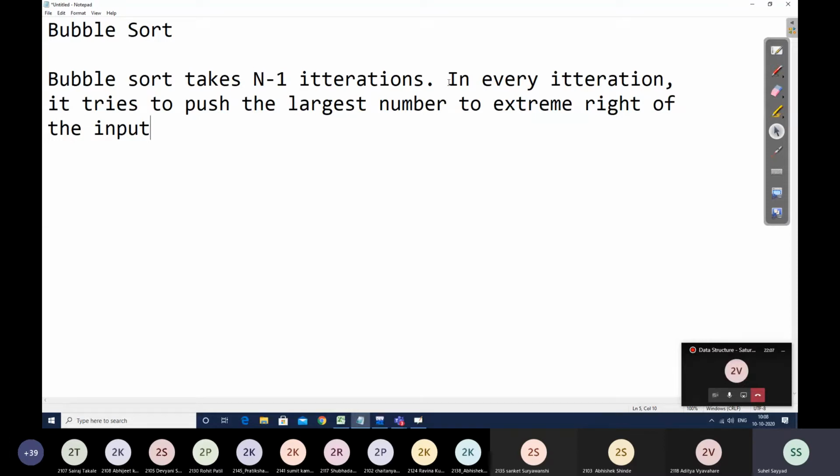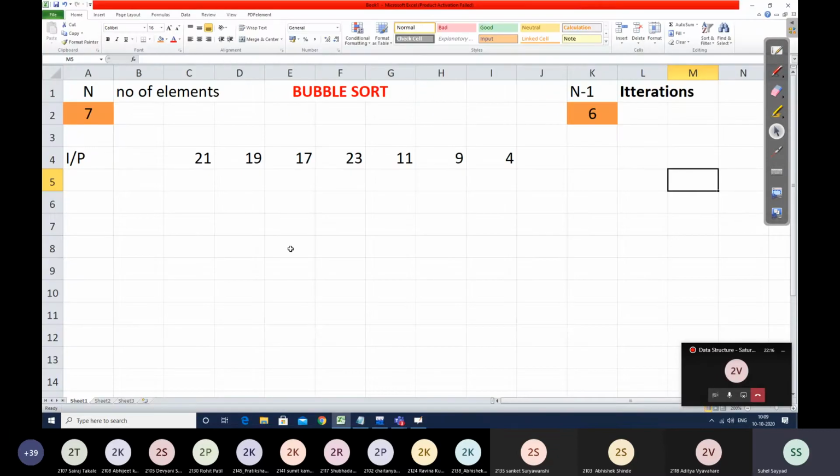Now, what is the meaning of this statement? In every iteration, it tries to push the largest number to the extreme right. If you look at the numbers I have given here on our Excel sheet, that is 21, 19, 17, 23, 11, 9 and 4. In the first iteration, at the end of the first iteration, the largest number 23 will be placed at the extreme right. For that we have to apply some logic, but the output of our first iteration is that 23 should go to the extreme right position, the last position, where right now our 4 is present.